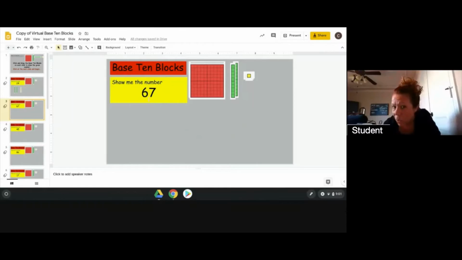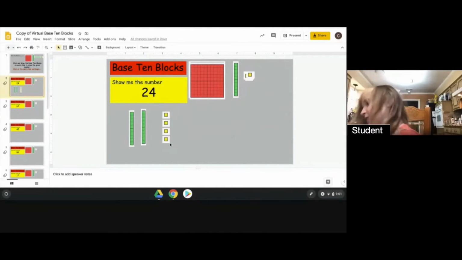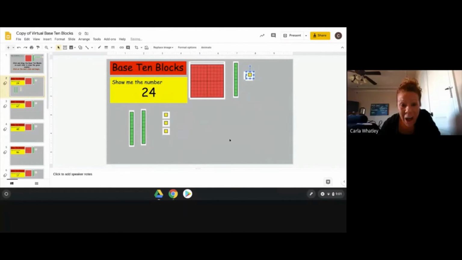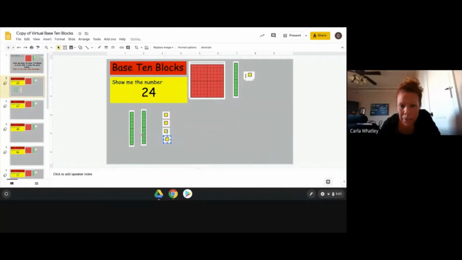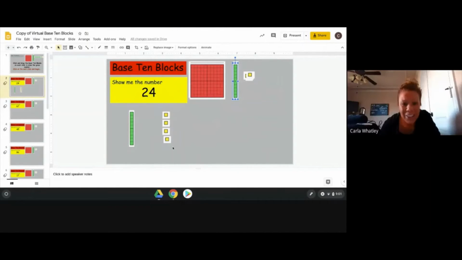Like, if you took away a 1 from 4, it would be 23. Good job! What if I took away, I'll put that 1 back up there. What if I take away this 1 set of 10? Then what does it become? 14. Good job. Do you see how that sets of 10 helps you add and subtract? Awesome. Okay, you ready to move to the next screen?